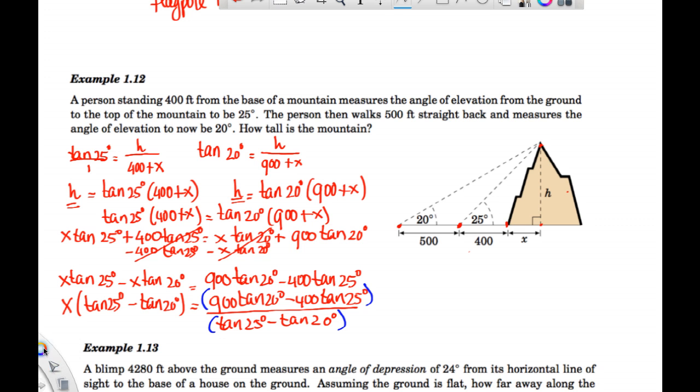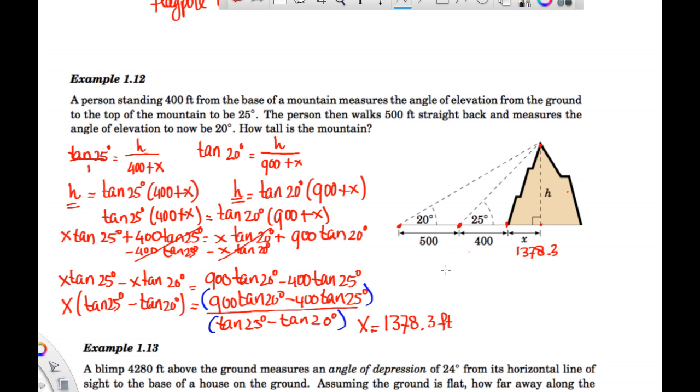And when you do that, and this is something that you guys need to check, you get the following answer for x, right? We get x equals 1,378.3 feet. Okay, so that's this part. So that drawing isn't very accurate, right? Scale-wise, because this x is bigger than that.